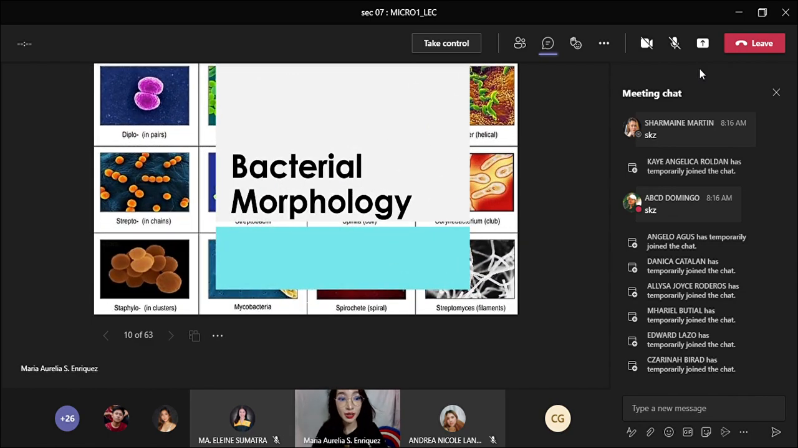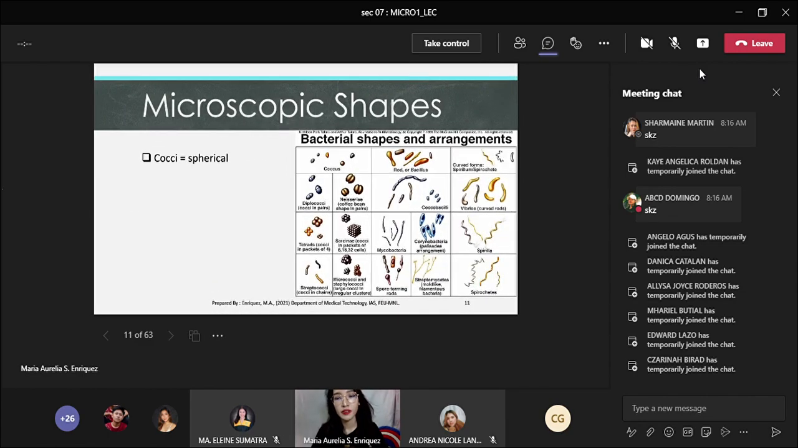Next is bacterial morphology. Okay, so bacteria may vary in sizes and can occur in 3 basic shapes. So cocci, bacilli, and spirochetes. Cocci are round and spherical. Okay? So some of them may be arranged by twos. So yun po yung tinatawag natin na diplococci.